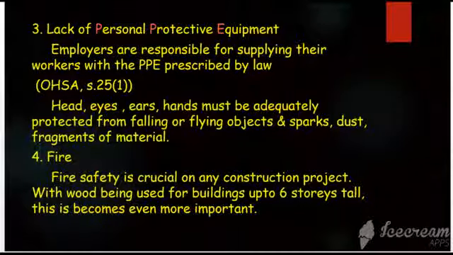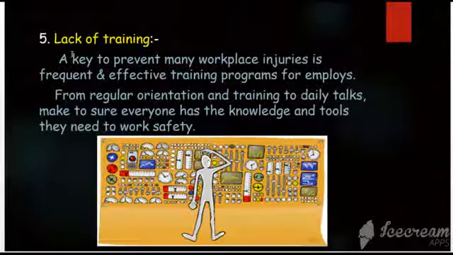Fourth, fire. Fire safety is crucial on any construction project. With wood being used for buildings up to 6 stories tall, this becomes even more important. So, fifth point is lack of training. A key to prevent many workplace injuries is frequent and effective training programs for employees. From regular orientation and training to daily talks, make sure everyone has the knowledge and the tools they need to work safely.